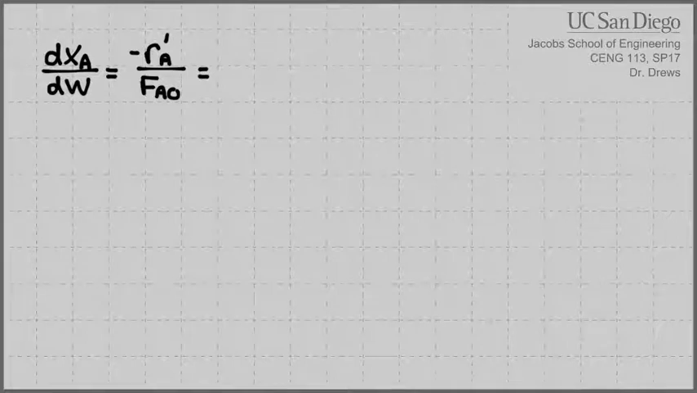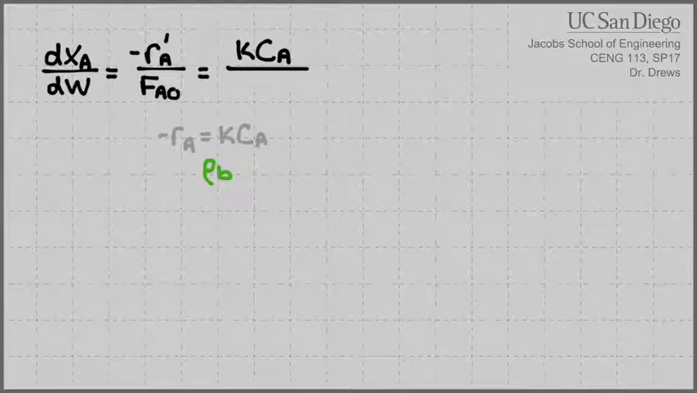So if we ignore the FA naught for a minute, R sub A, I'll write this in gray down here, we know that R sub A for this reaction is going to be equal to K times CA. But we're dealing with primes because we're on a per unit mass of catalyst basis rather than per unit volume of reactor basis. So we're going to need that extra term that we saw before, which was the rho bed, which I'm just going to abbreviate as rho sub B here so that I don't have to keep spelling bed. So if I substitute these in for this expression for dXA, I'll have a K times CA over rho bed times FA naught.